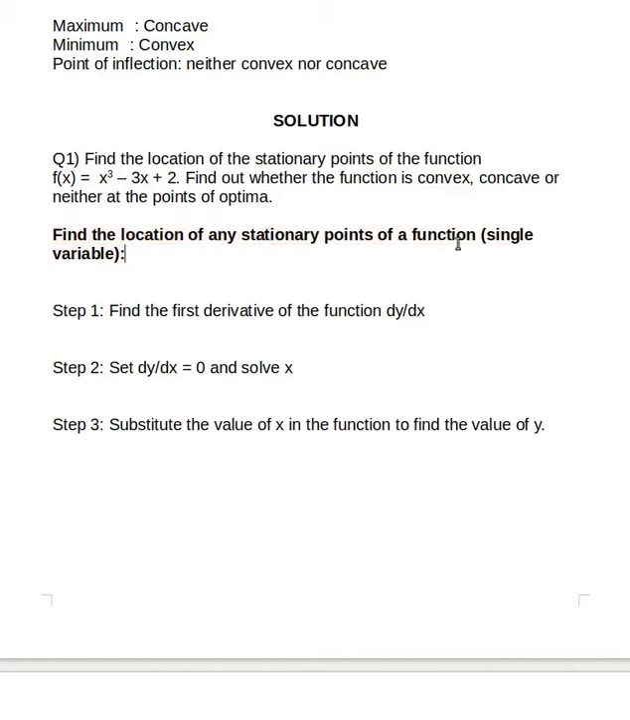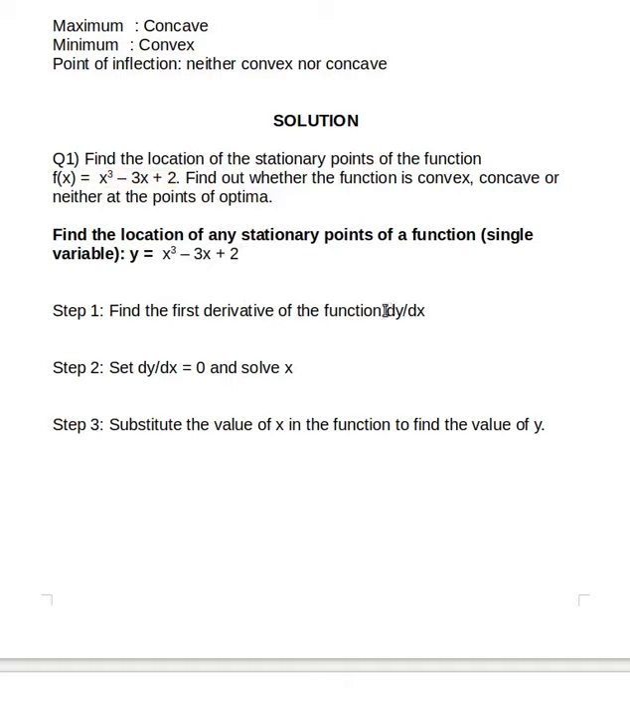And one thing you have to take care of: we are now dealing with a single variable, that is, here we only have one variable, x. The method is entirely different for a two variable function. So now we are going to deal with a single variable function. In order to find the stationary points, the first step is to find the derivative dy by dx. So here, for this single variable function, we can set y equals x cube minus 3x plus 2.